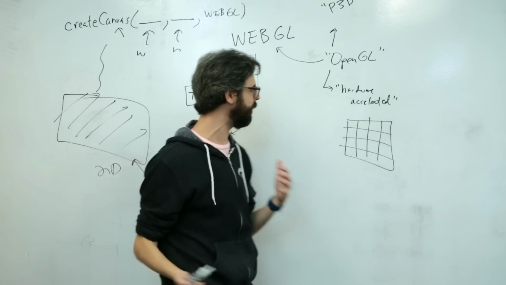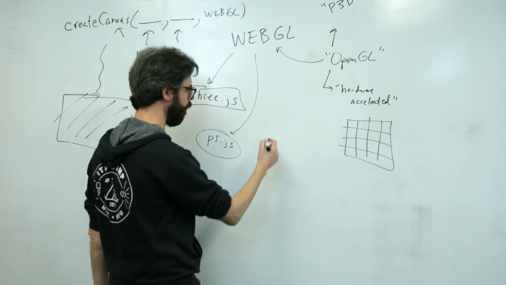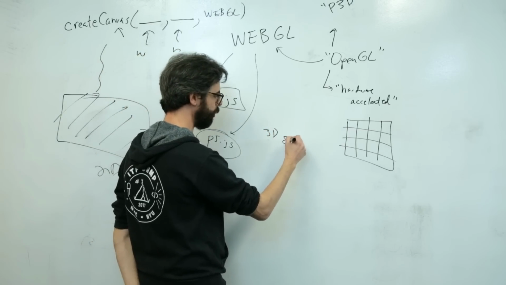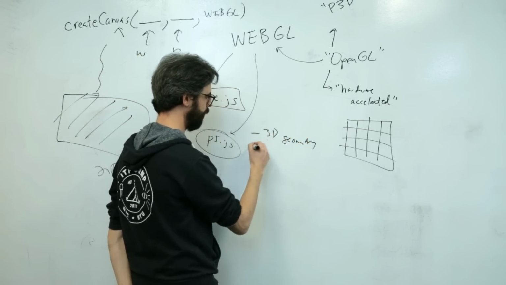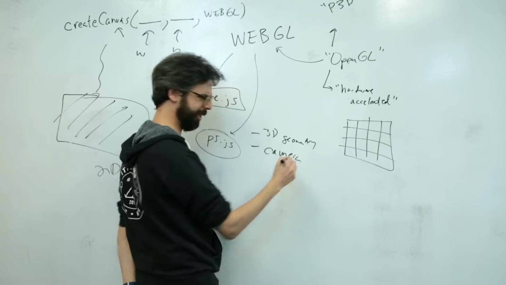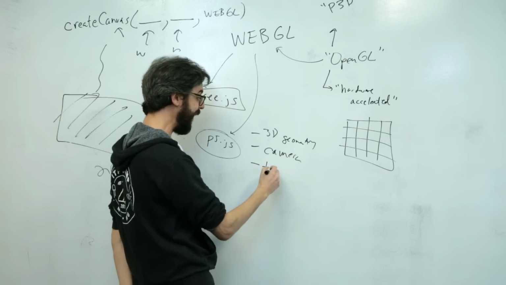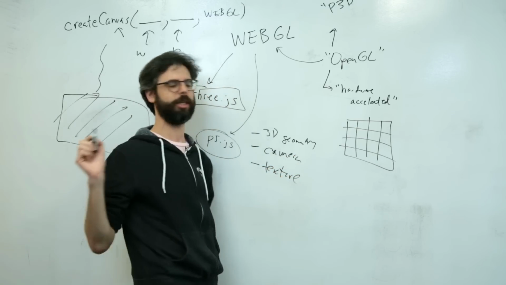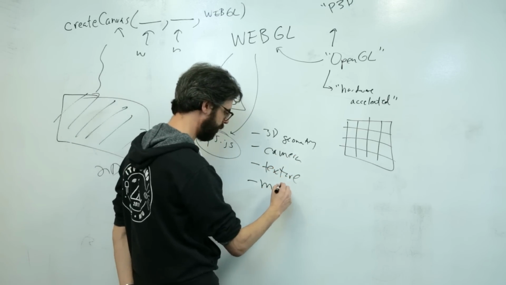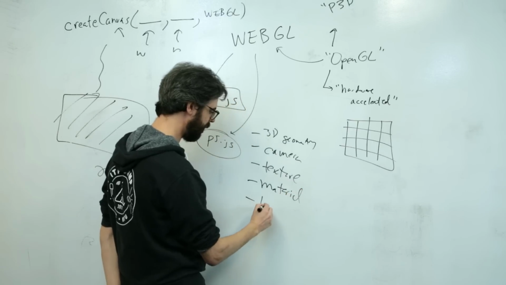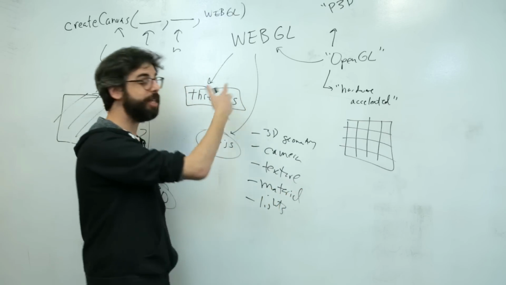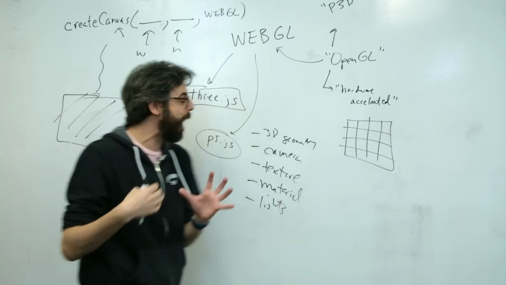I should make a list of these things. Things that I want to go over are 3D geometry, camera stuff. What's the camera? Ooh. Texture. Oh my goodness, textures. What else? Material. Lights.